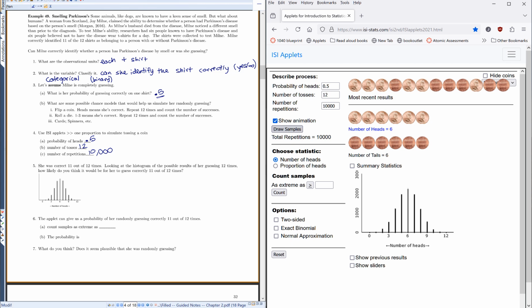Okay. So it says she was correct 11 out of 12 times. Looking at the histogram of the possible results of her guessing 12 times, how likely do you think it would be for her to guess correctly 11 out of 12 times? If you look at it, this is my 11. Does that seem very likely? Doesn't seem likely at all.